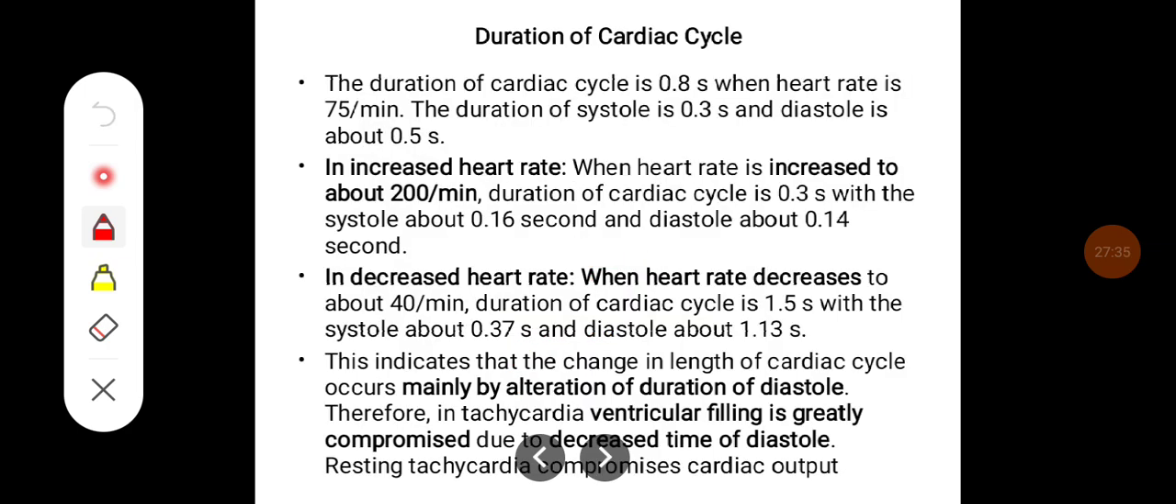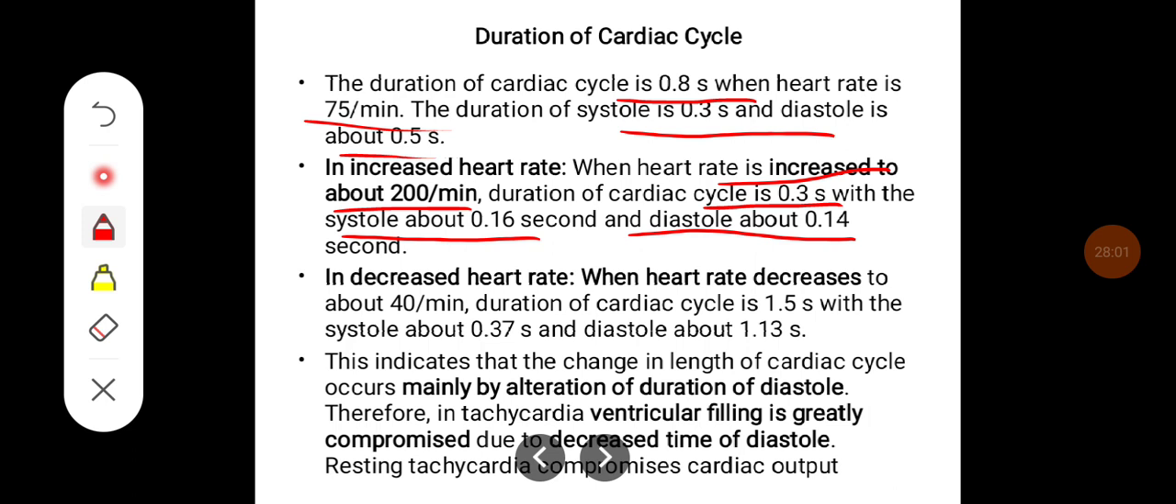The duration of the cardiac cycle, as we have learnt, is 0.8 second when heart rate is around 75 per minute. The duration of systole is 0.3 second and diastole is about 0.5 second. When the heart rate is increased to about 200 per minute, the duration of the cardiac cycle is 0.3 second, with systole about 0.16 second and diastole about 0.14 second. When the heart rate decreases to about 40 per minute, the duration of the cardiac cycle is 1.5 seconds, with systole about 0.37 second and diastole about 1.13 seconds.